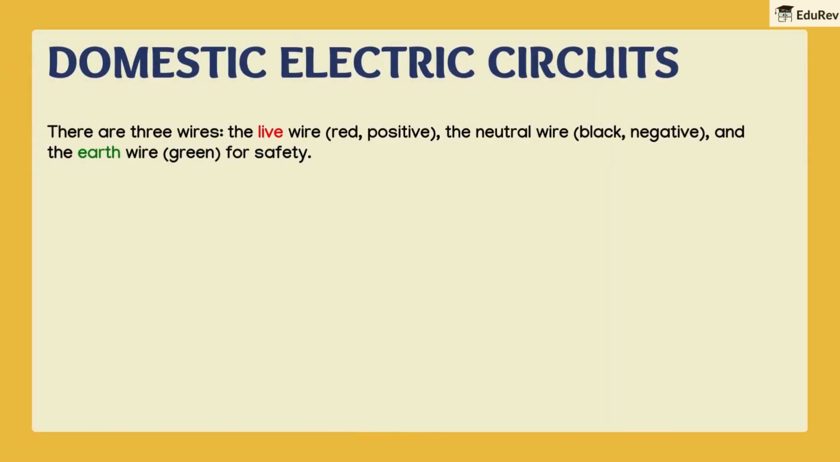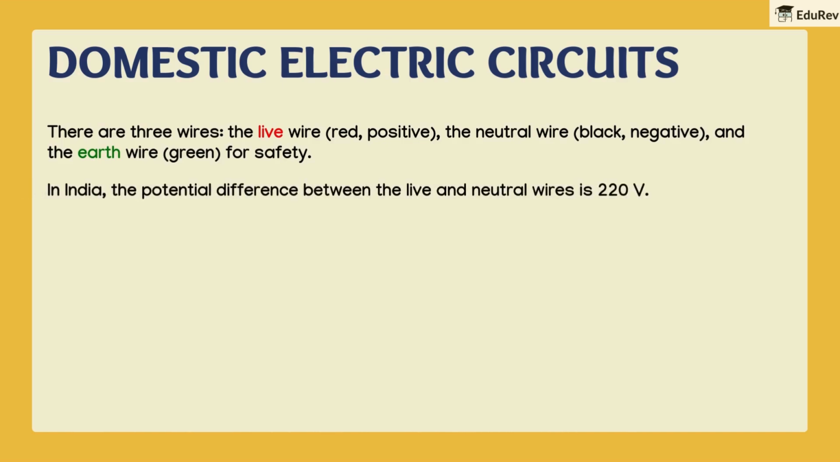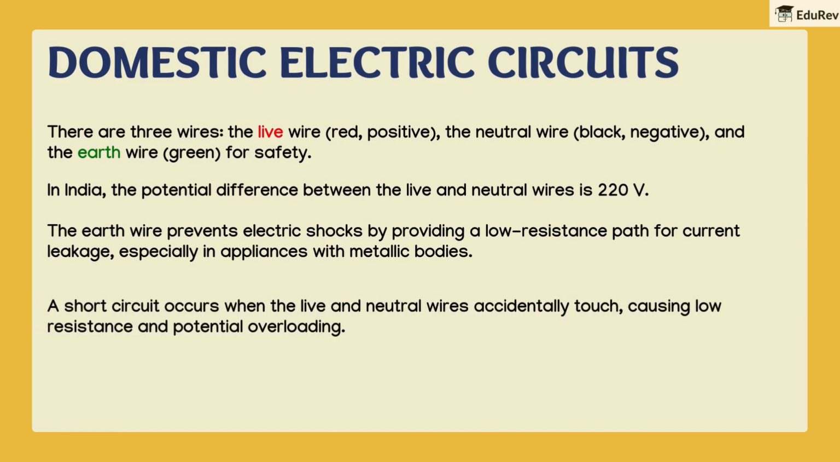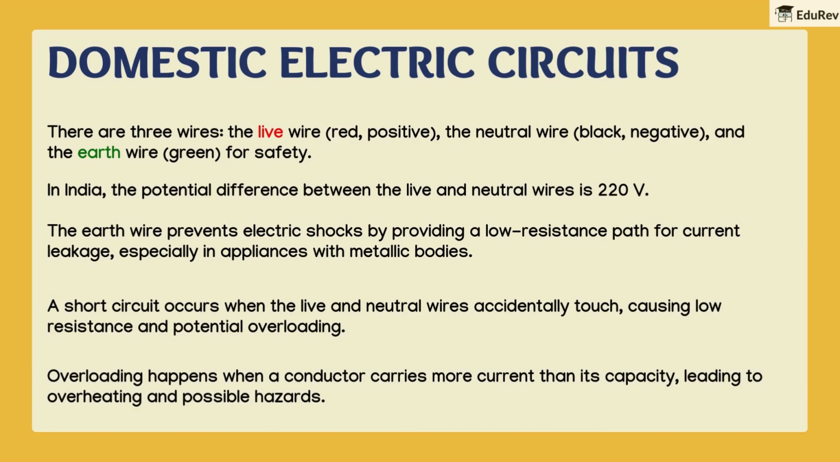There are three wires: the live wire, red, positive; the neutral wire, black, negative; and the earth wire, green, for safety. In India, the potential difference between the live and neutral wires is 220 V. The earth wire prevents electric shocks by providing a low resistance path for current leakage, especially in appliances with metallic bodies. A short circuit occurs when the live and neutral wires accidentally touch, causing low resistance and potential overloading. Overloading happens when a conductor carries more current than its capacity, leading to overheating and possible hazards.